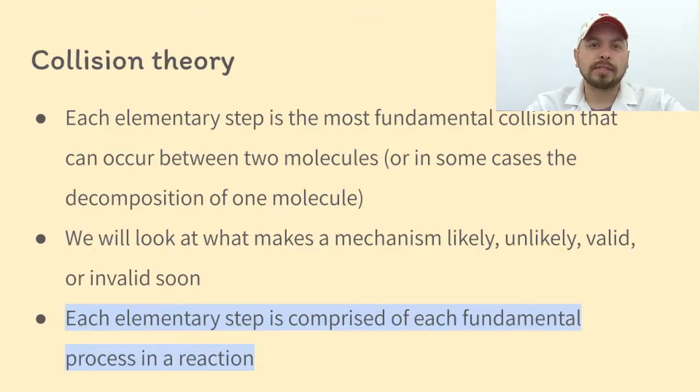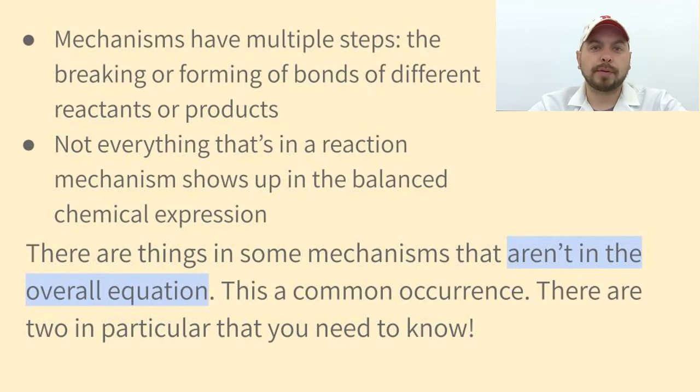Now, we can think of this in collision theory as each elementary step is the most fundamental collision that can occur between two molecules, or in some cases, the decomposition of one molecule. In this unit, we are going to look at what is making a reaction mechanism likely, unlikely, valid, or invalid. And so that's kind of our objective. But understanding that each elementary step is comprised of simply a collision or a process, a fundamental process of chemical reaction, is the key. So let's define a few things with mechanisms.